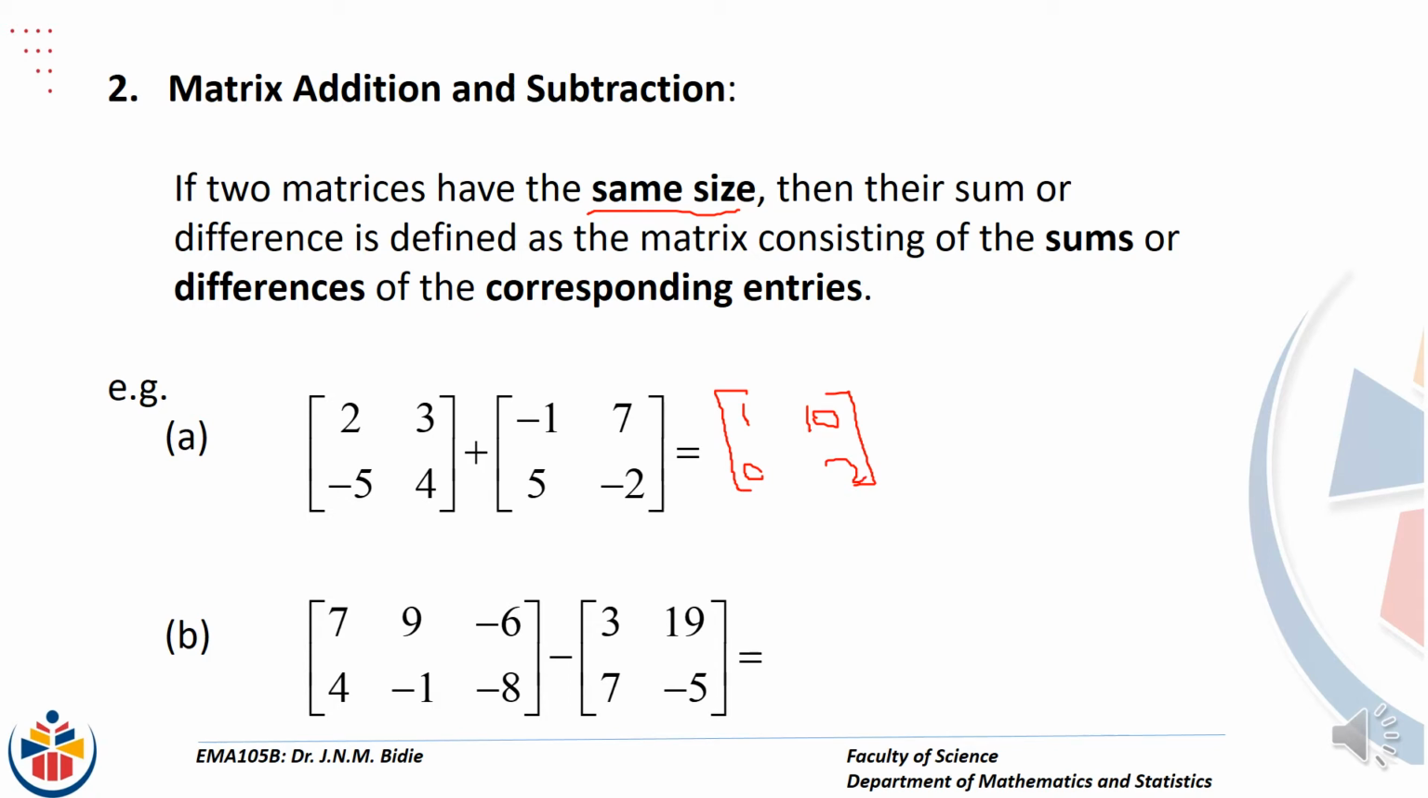Then B, remember, we can only do subtraction or addition if the two matrices have the same size. So this is not possible, it cannot be done, because the first matrix is a 2 by 3 matrix and the second matrix is a 2 by 2. So those two cannot be subtracted nor added.